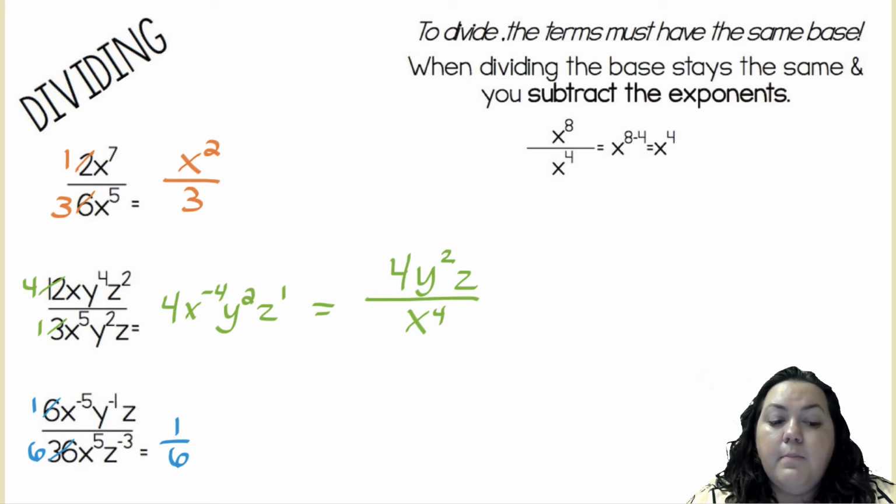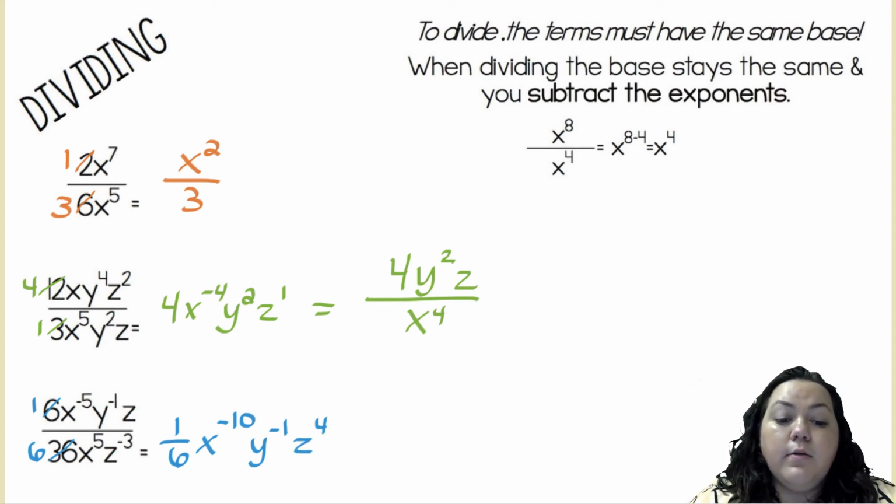All right, this one I can simplify by 6's, and then I'm going to subtract, so x to the negative 5th minus 5. So that would give me x to the negative 10, y to the negative 1. I don't have anything to subtract from that. Z to the first minus negative 3. So minus a negative is going to really become plus, and that's going to be z to the fourth.